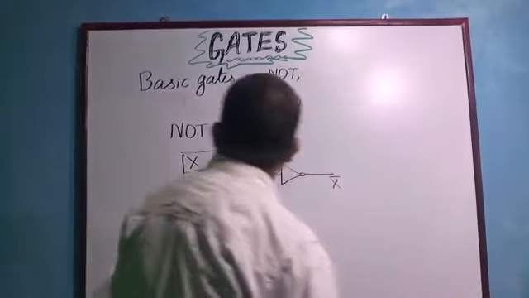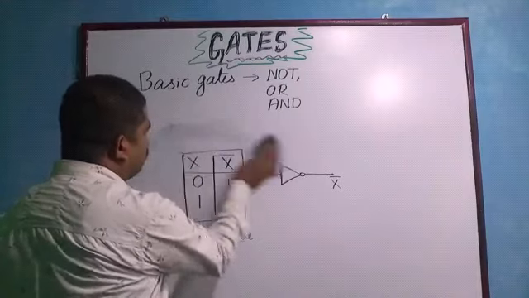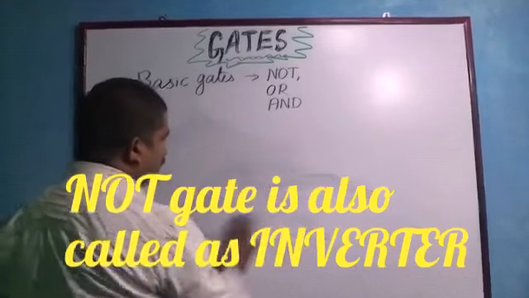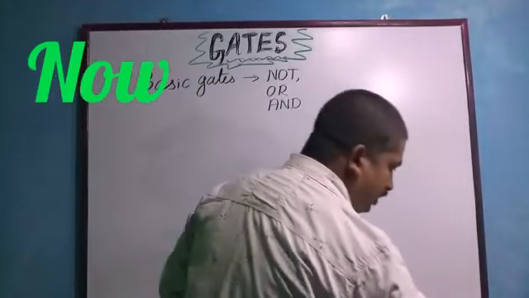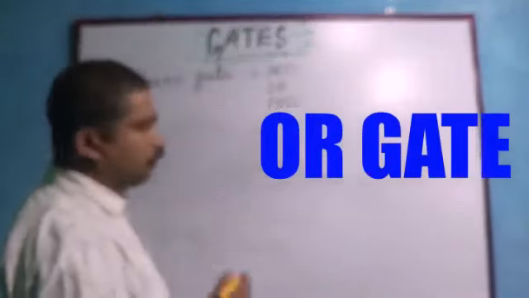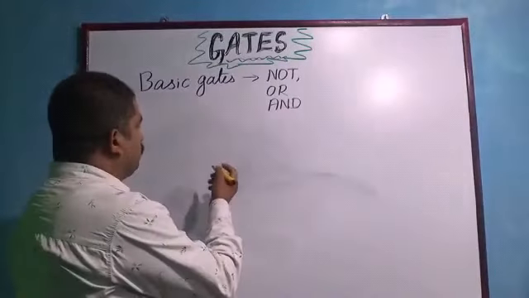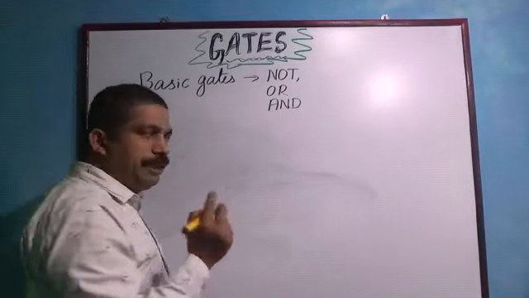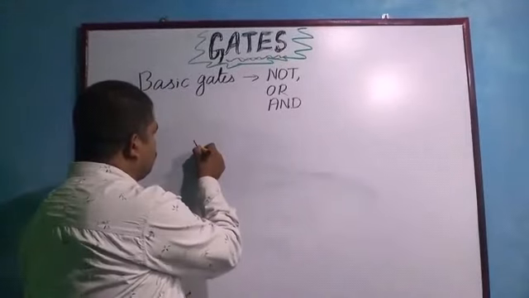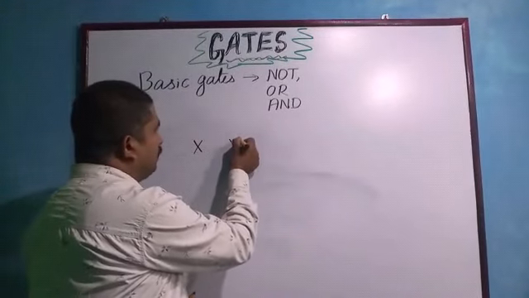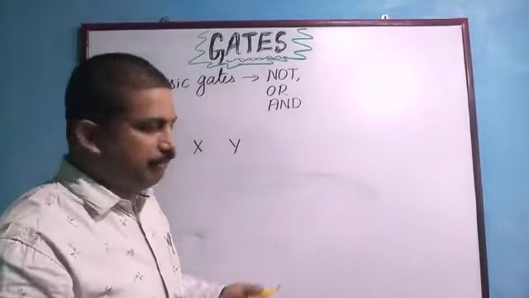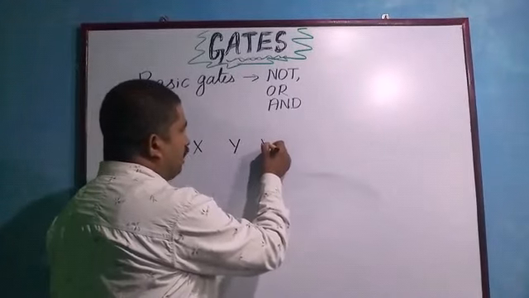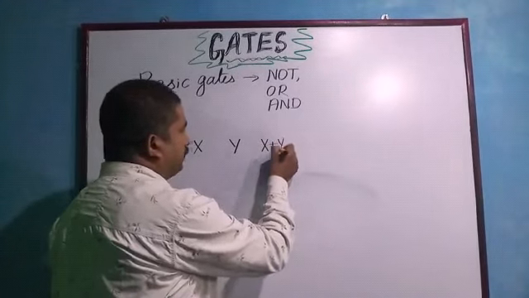Now let us study about the OR gate. Once again, in the OR gate, we have to study the truth table as well as the circuit symbol. In the OR gate, there must be a minimum of two input signals, that is X and Y. You can also write them as A and B. Therefore, the output is always in the form of addition.